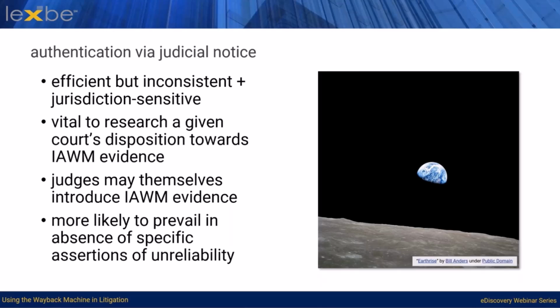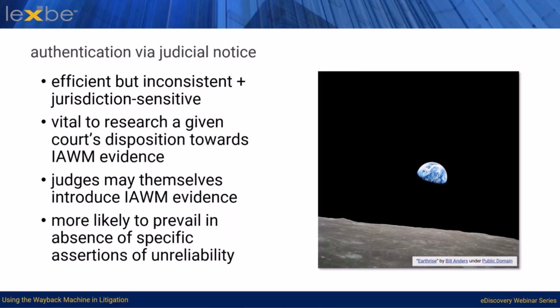Where a court is favorably disposed towards judicial notice of Wayback Machine evidence, this is by far the most efficient mechanism for its admission. However, there are material differences in the receptivity of various jurisdictions, if not judges within those jurisdictions, that matter for relying on this approach. Some judges are so reflexively accepting of Wayback Machine evidence that they may introduce it themselves. Others set a high burden for admission.